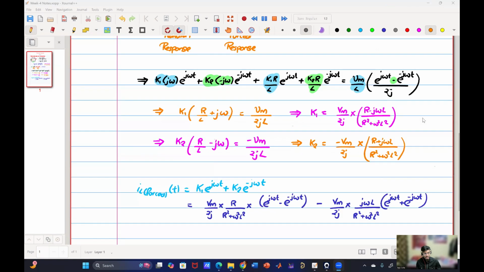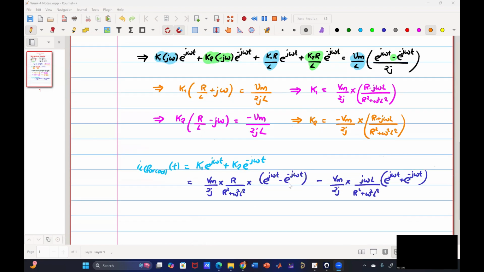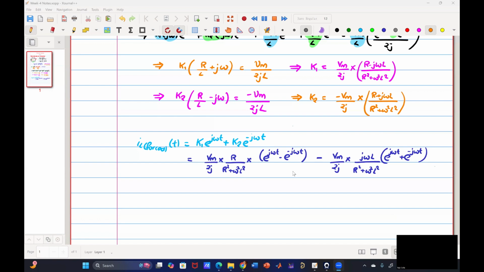So let us proceed further. So e to the power j omega t, e to the power minus j omega t, both the terms you know, right? So now what I'll be doing is I'll get this term e to the power j omega t and e to the power minus j omega t. So this will be 2j sin omega t, and this will be 2 cos omega t.